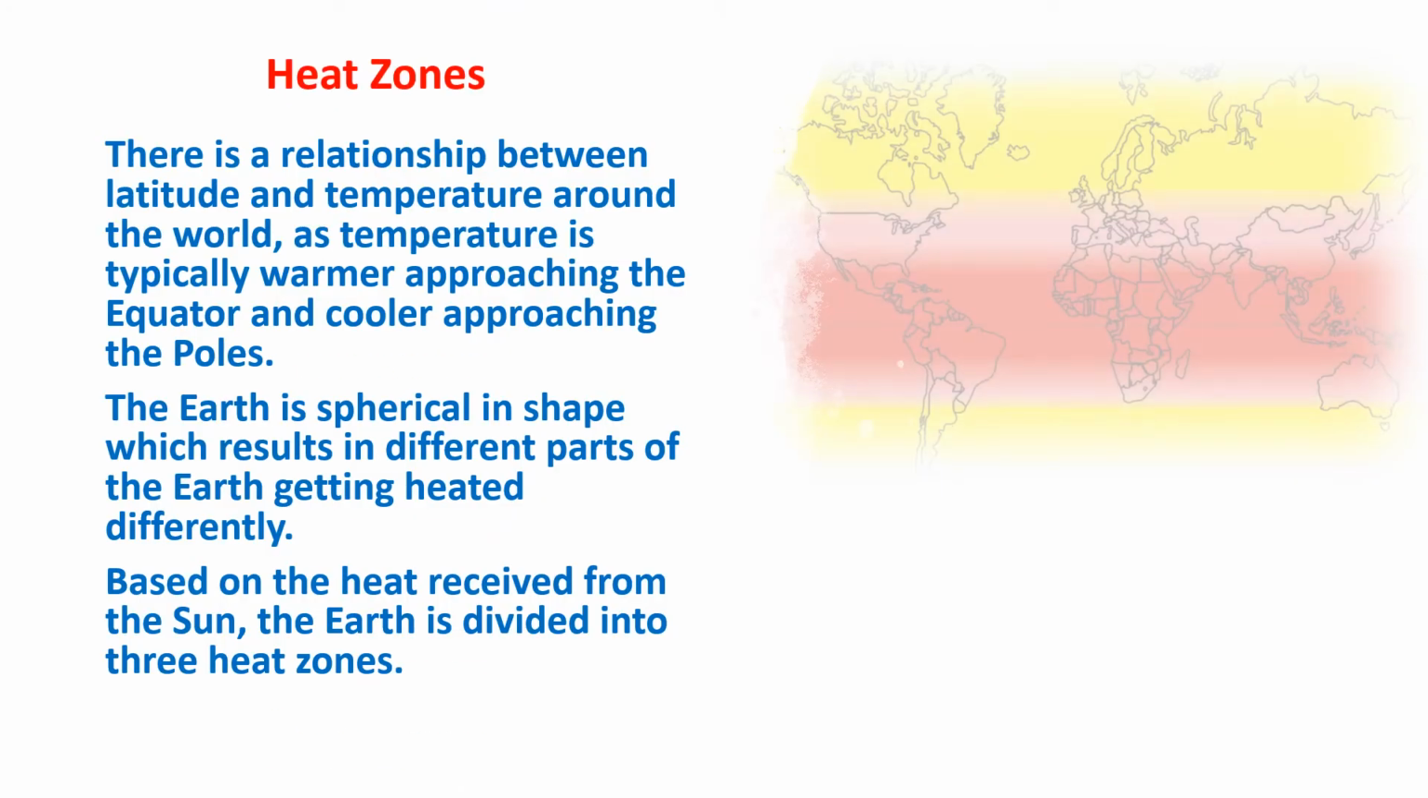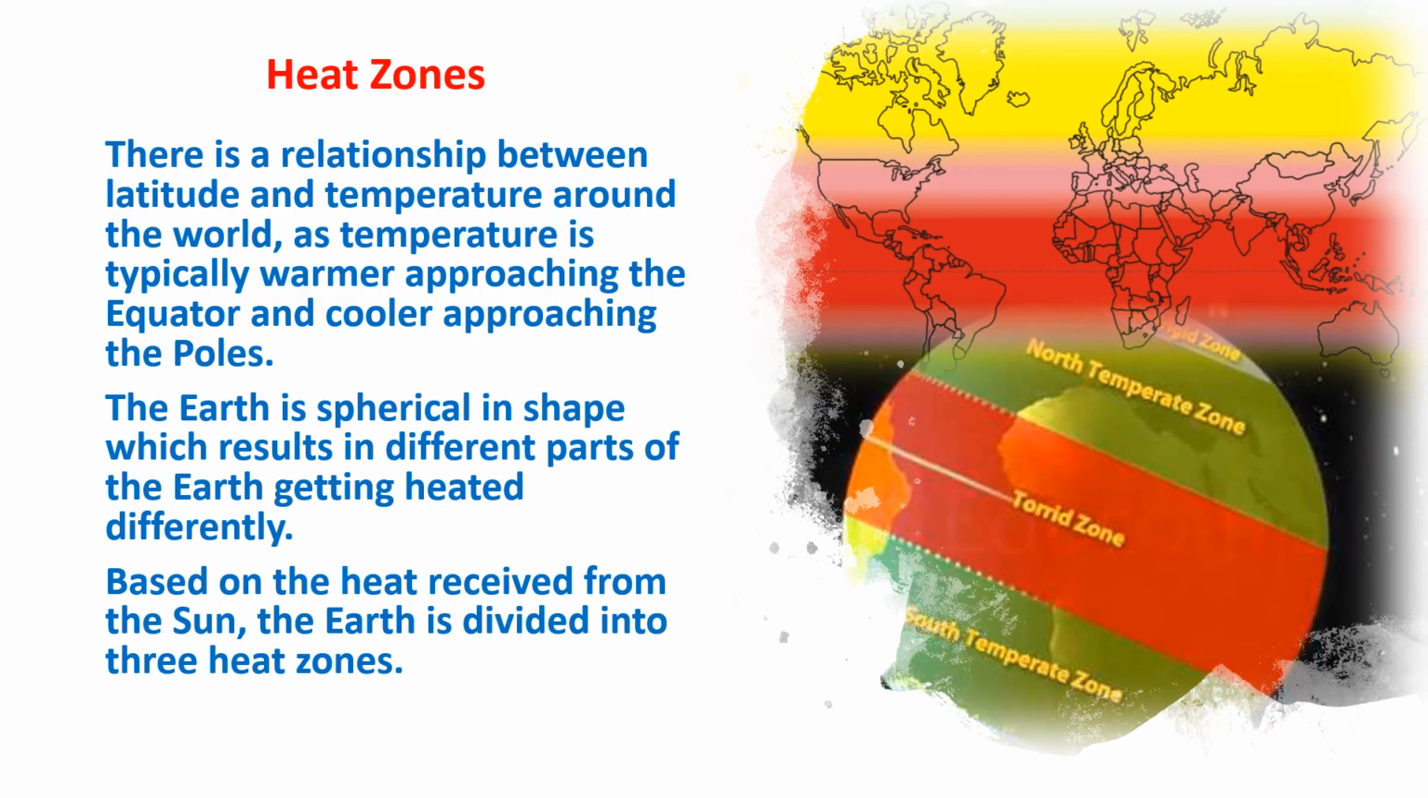Now, it's heat zones. There is a relationship between latitude and temperature around the world, as temperature is typically warmer approaching the equator and cooler approaching the poles. The Earth is spherical in shape, which results in different parts of the Earth getting heated differently. On basis of the heat received from the sun, the Earth is divided into 3 zones.